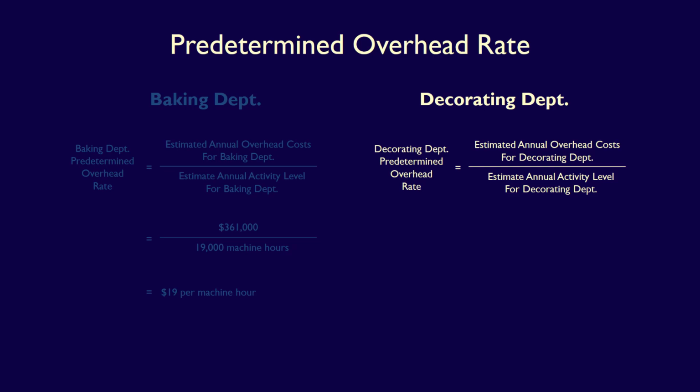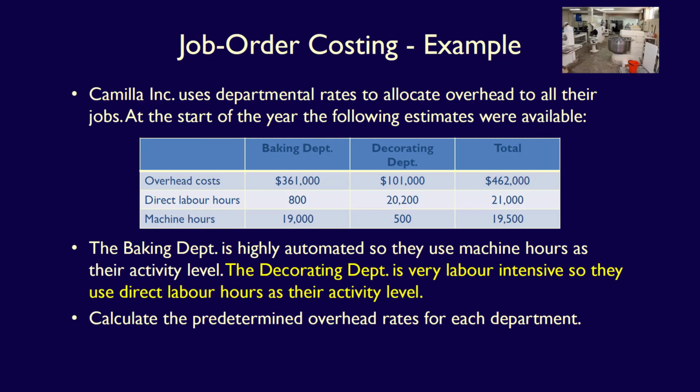Again, we need the estimates first, which we get from the question. The decorating department is labor-intensive, so they use direct labor hours as their activity level. The estimated activity level is therefore 20,200 direct labor hours. Again, note that we should not use the total direct labor hours of 21,000. That's because we're calculating the departmental rate, so we need to use the direct labor hours for the decorating department only. We also need the estimated annual overhead costs, which for the decorating department is $101,000.